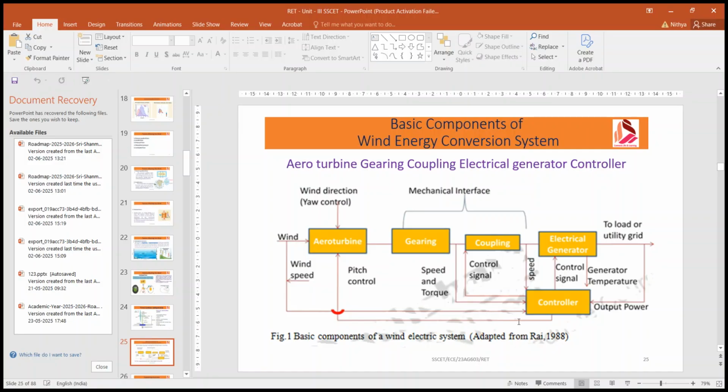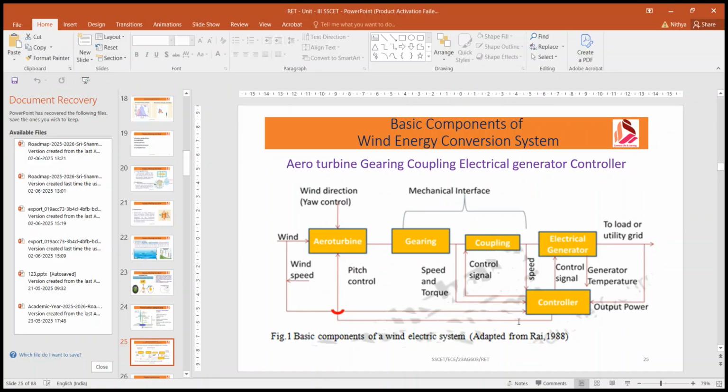First, I have to go for the aero turbine systems. Next, the aero turbine system is connected to the gearing systems for speed control purposes. Next, I have to connect the coupling with the electrical generators. Once the aero turbine rotates, the gear system reduces the speed, and then the torque has to be maintained at a constant value. Then only the coupling system speed is maintained, and the electrical generator rotates at constant speed. Then only it gives the electrical supply to the grid itself.